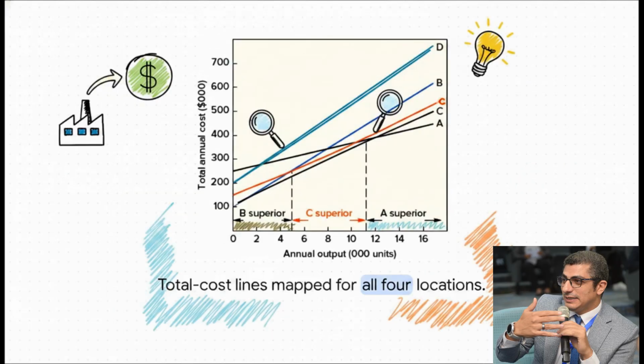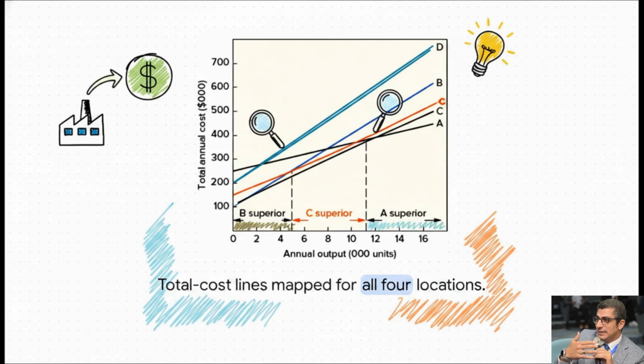And this brilliantly illustrates our result. Each line here represents a different location. The bottom axis is the annual output, and the vertical axis is the total cost. The golden rule of this graph is incredibly simple. Whichever line is the lowest at your specific output volume is the cheapest and therefore the best option for your business. But notice how the lines cross each other? Let's figure out exactly where those intersections happen.